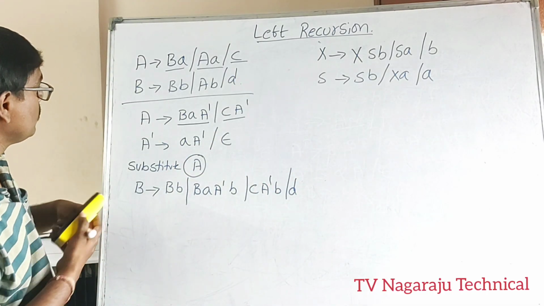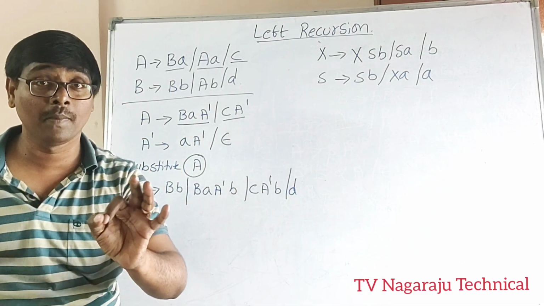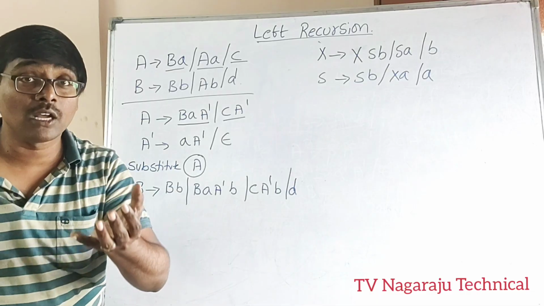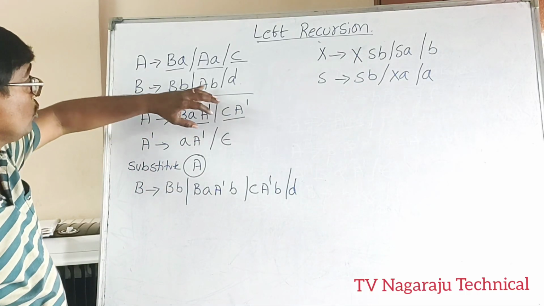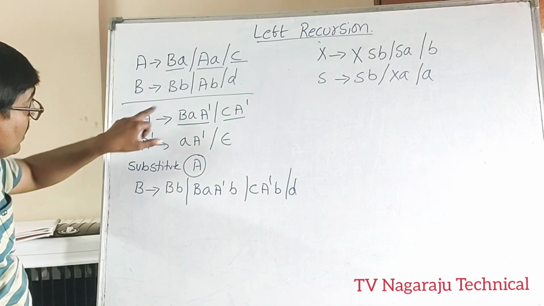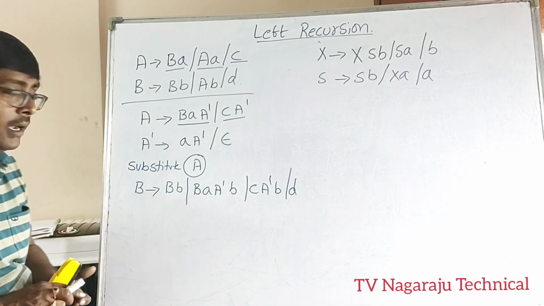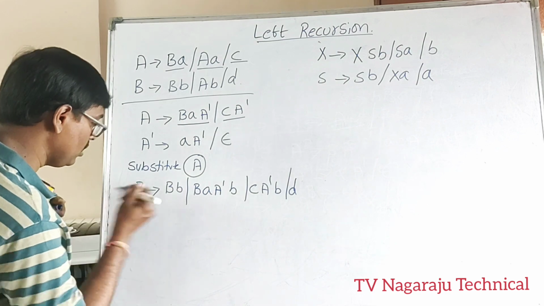Now understand carefully. Generally we assume that here it is capital B, here it is capital A, so there is no left recursion. But remember, indirect left recursion is also possible. We need to substitute their non-terminals. Here I am substituting A. Obviously one more left recursion happened. Now what is the procedure? Again it's the same procedure.